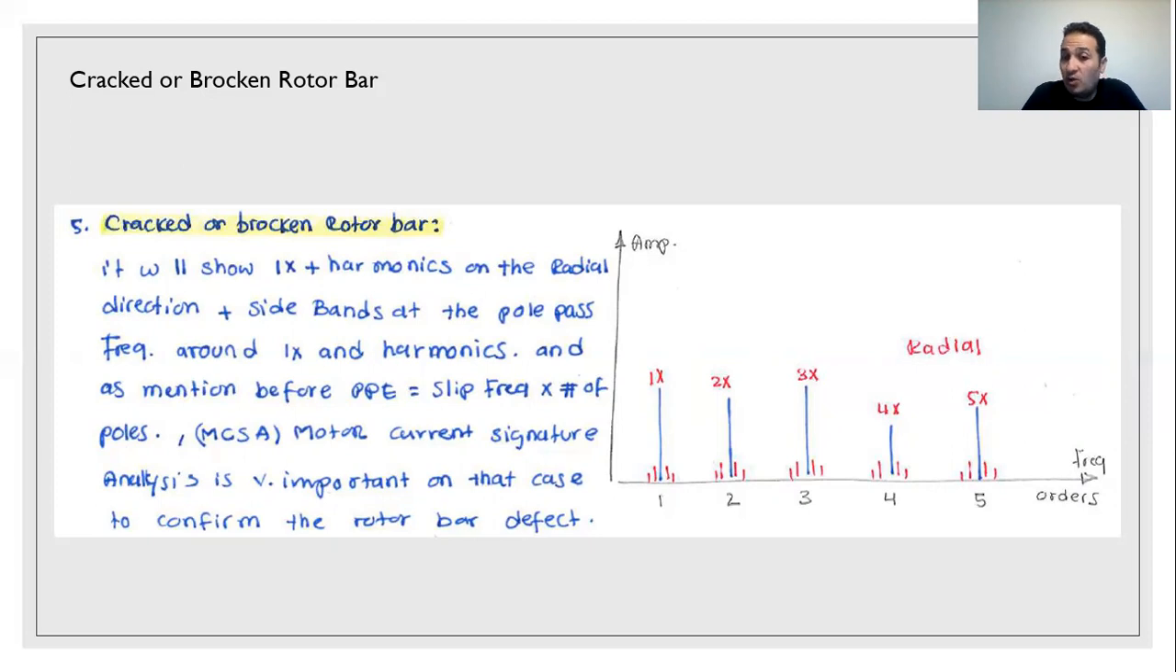In this condition, motor current signature analysis is a very good way to detect this kind of fault. In some cases, you will not see 1x with harmonics plus the sidebands at the pole pass frequency. You might see high amplitude at 1x only with sidebands at the pole pass frequency, which is the slip frequency multiplied by the number of poles. You will not see the harmonics. You will see a very high amplitude of 1x with these sidebands, but with no harmonics. In some cases, you will see 1x with harmonics with sidebands. The most common one is that one, 1x with harmonics.